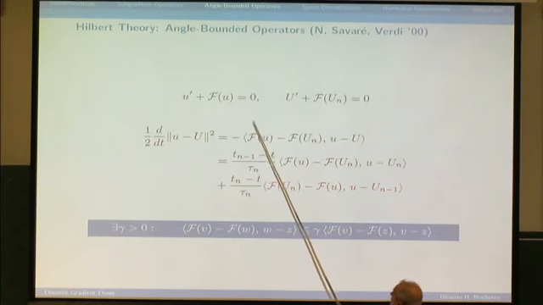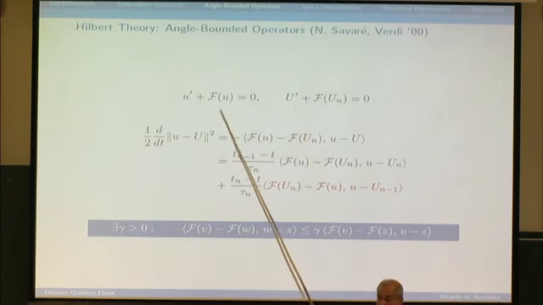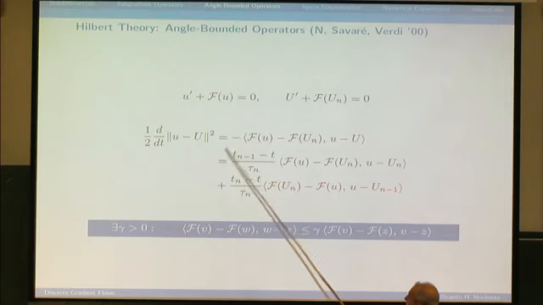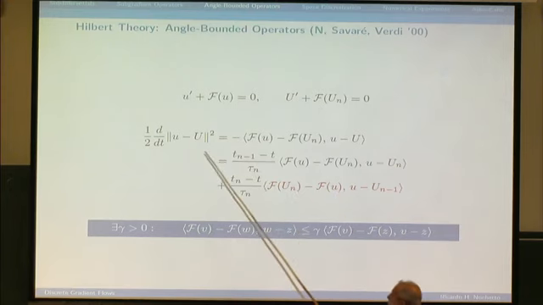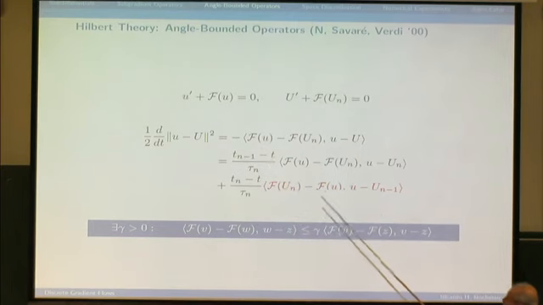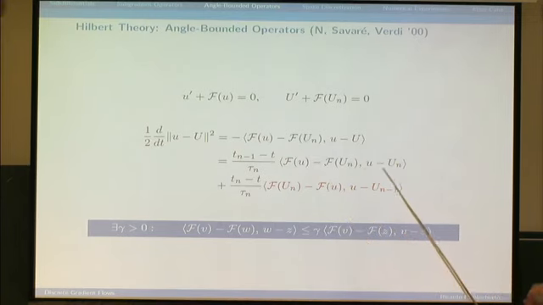If you want to do an error analysis, and these are the equations, you take the difference and multiply by u minus Un, and you get this. Now if you split the right-hand side in a way to exploit monotonicity in this term, you end up with this red term, which is not obvious how to handle.